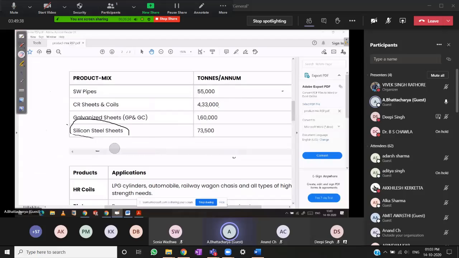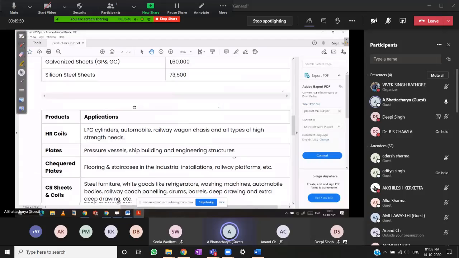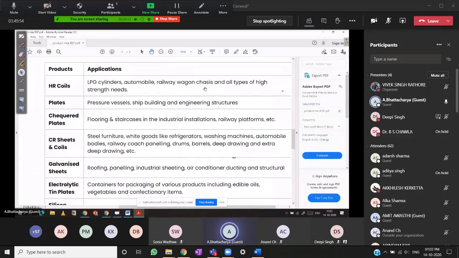So what are the uses of the different products? You can see HR coils are used in automobiles, railway wagons, chassis, and all types of high strength needs. Then plates are used for pressure vessels, shipbuilding, and engineering structures. Checker plates for staircases in industrial installations. CR sheets and coils, these are the uses. All these things you can see.